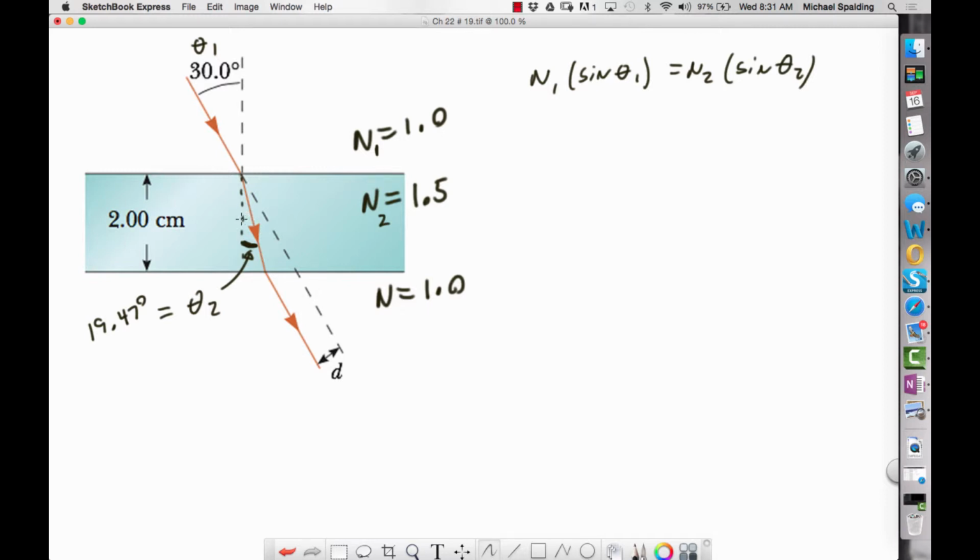Okay, now, next thing. The full angle in here, so what must this whole angle be? That's 30 degrees, right? So if this is 30 degrees up here, then in here, this is going to be 30, which means what must this angle in here be? 30 minus 19.47, and that is 10.53. So this little angle in here is 10.53 degrees.